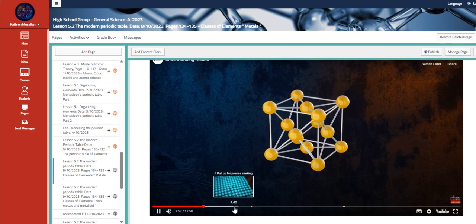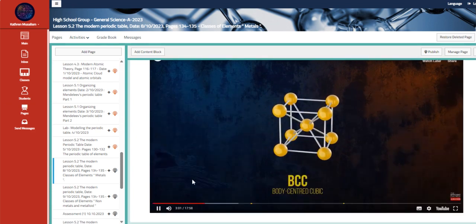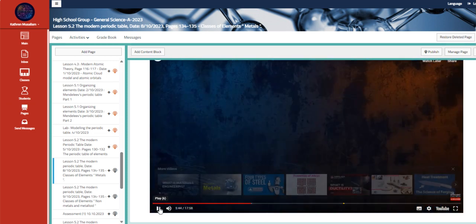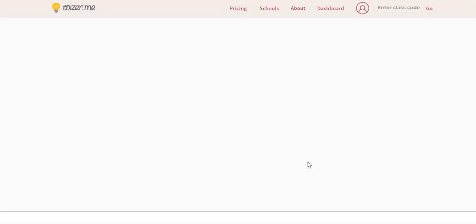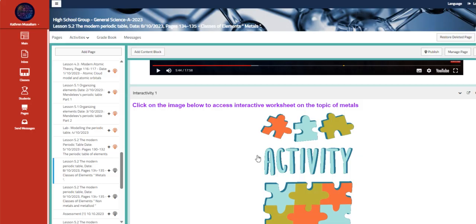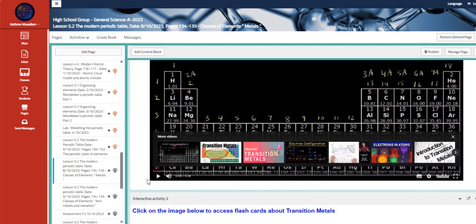This is the body-centered cubic structure, or BCC. The self-interstitial. Also, we have here an interactive worksheet from WiserMe. Okay, and we have also another video that talks about transition metals.